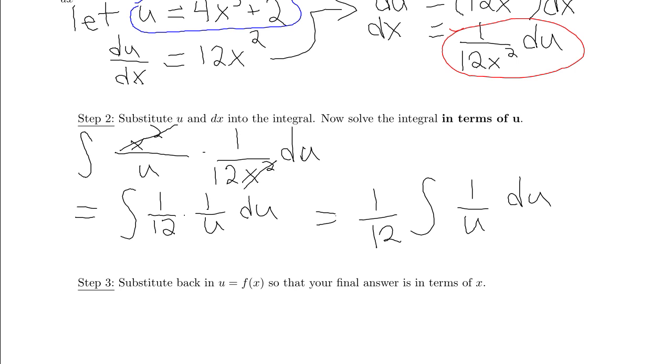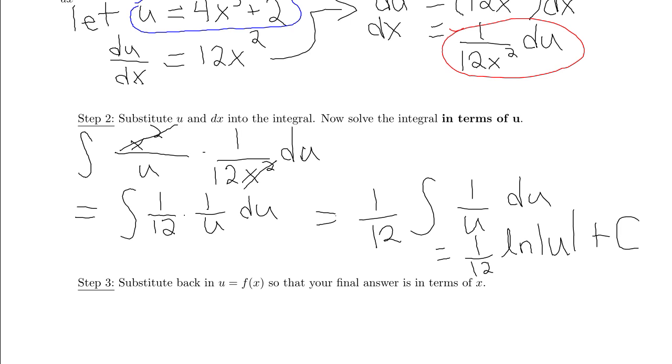Oh yeah, sorry. I actually didn't do all of step 2 yet. So step 2 says to substitute u and dx into the integral. And then once you've done that, you want to solve the integral in terms of u. So this is really important. You want to find this antiderivative, which we just said is equal to 1 over 12 ln of the absolute value of u. I'm using the absolute value so that it's defined, because we know ln can't take in negative numbers. And then I want to put plus a constant, right? Because we're finding the most general antiderivative here. So I've solved my integral in terms of u.